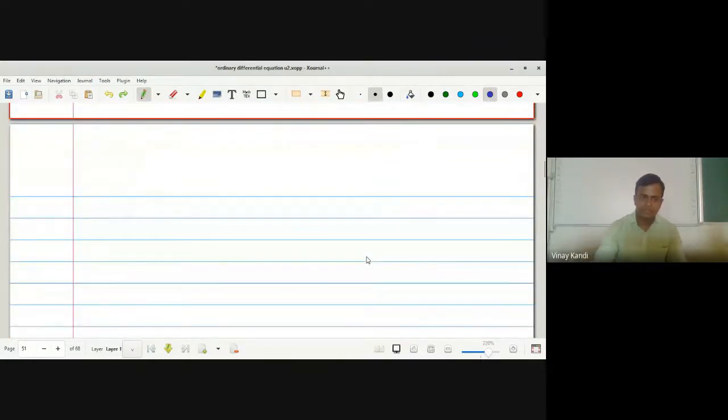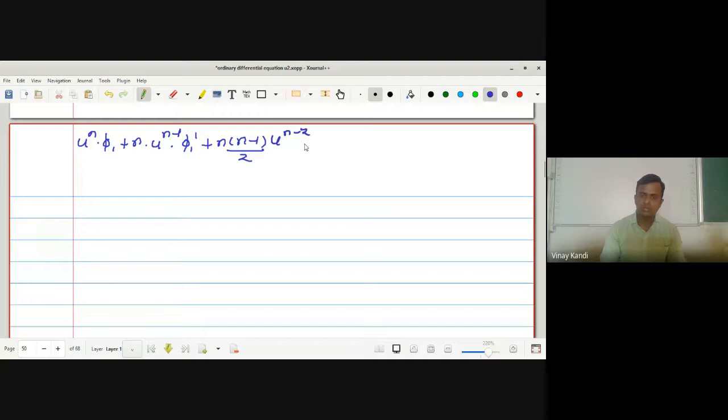pay attention: u raised to n into phi, plus n into u raised to nth minus 1 into phi dash, plus n into n minus 1 upon 2 into u raised to n minus 2 into phi double dash, plus up to so on, plus n into u dash into phi raised to n minus 1, plus u into phi raised to n. Okay, this is your first term.